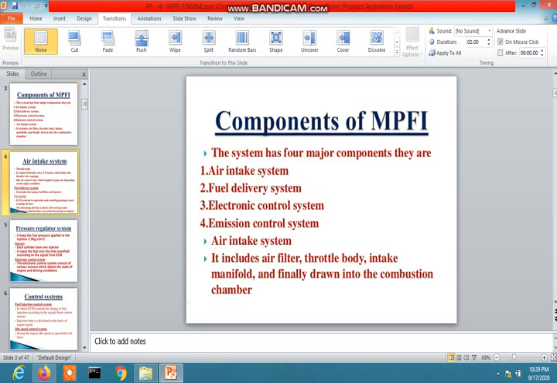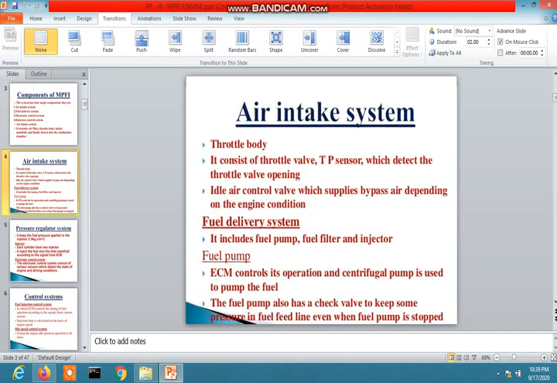Now, throttle body. The throttle body is a unit which consists of a throttle valve and some sensors mounted there, called the TP sensor, that is throttle position sensor, which detects the throttle valve opening, and an idle air control valve, which supplies bypass air depending upon the engine condition. So this is called the ISCV valve.